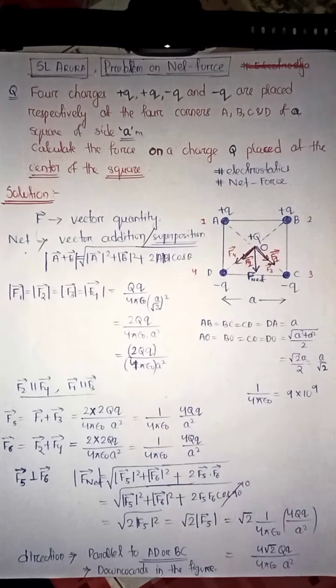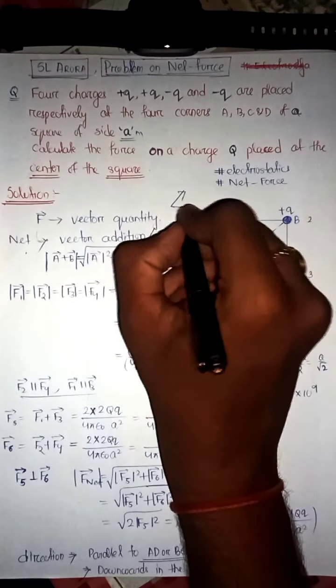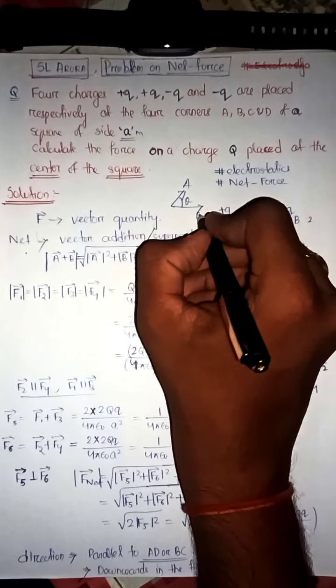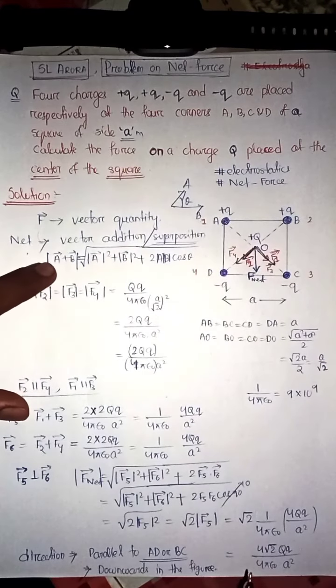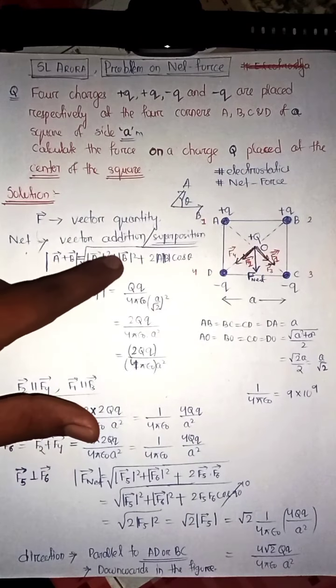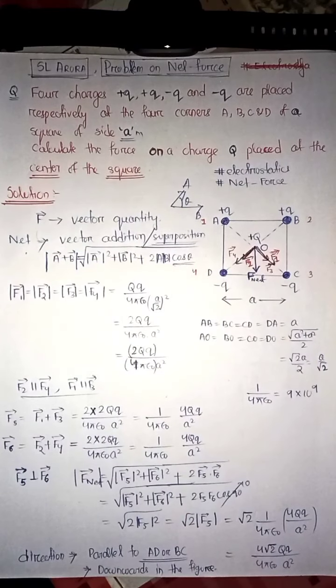How do vectors add? If I have a vector A and a vector B, and the angle between them is theta, then the magnitude of the superposition vector A plus B will be the square root of a square plus b square plus 2ab cos theta. Theta is the angle between the two vectors.